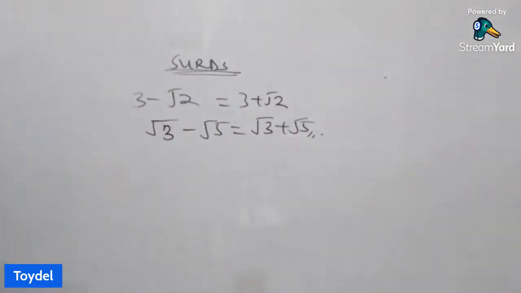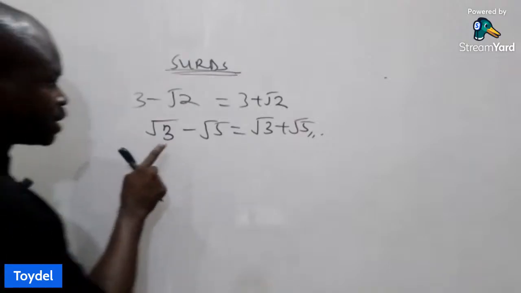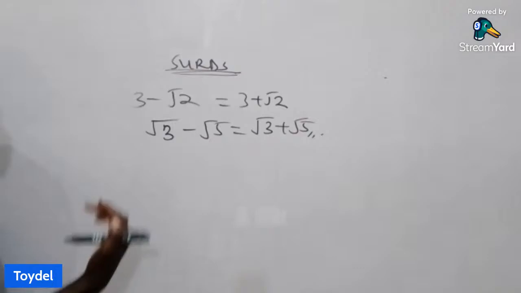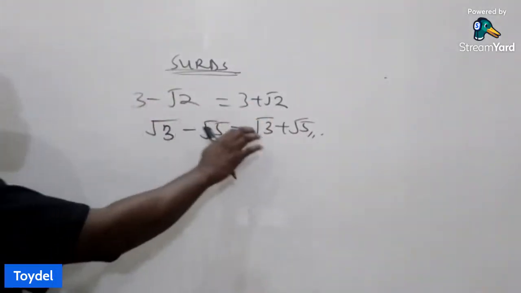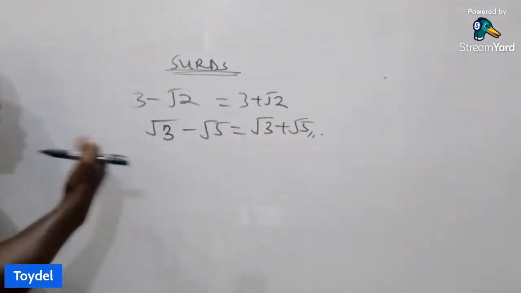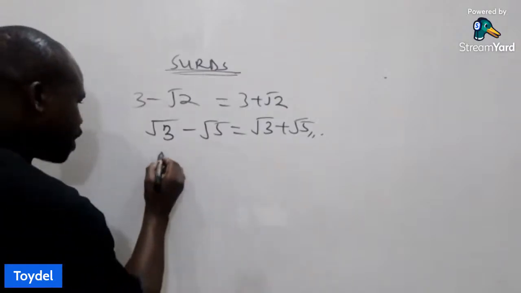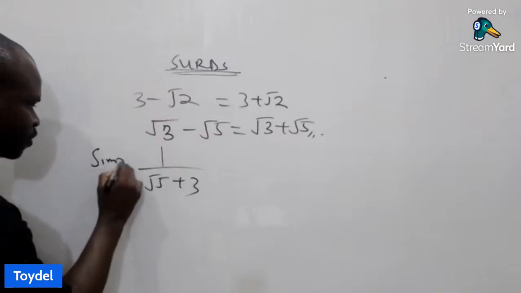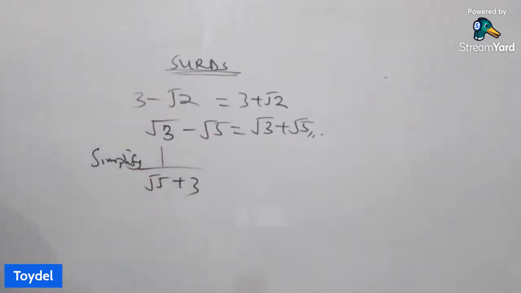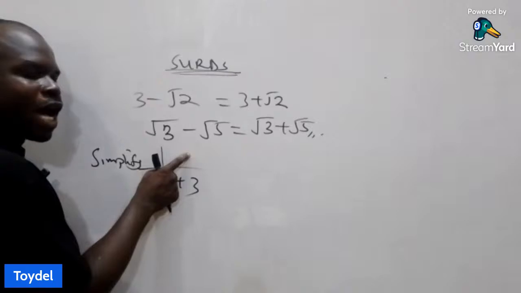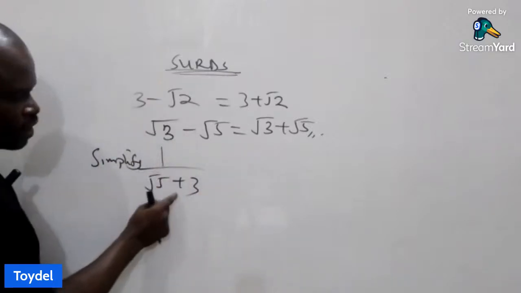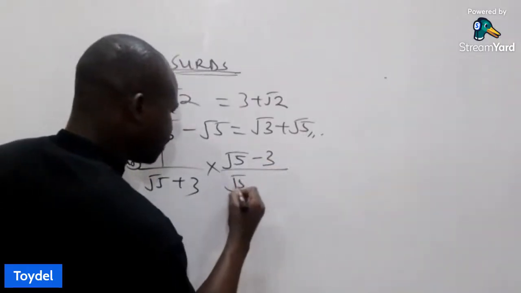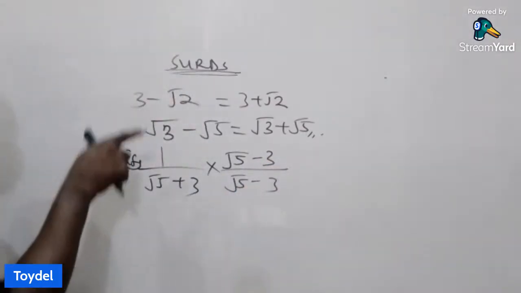So why do we need the knowledge of conjugate? The knowledge of conjugate is actually required when we want to do rationalization. Rationalization simply means that when we have surds that involve fractions, then we use the concept of conjugate to be able to rationalize the surd. For instance, if you have 1 over square root of 5 plus 3, how do you simplify this? We are going to multiply both the numerator and the denominator by the conjugate of this denominator. That is to say, this is the same thing as square root of 5 minus 3 all over square root of 5 minus 3. But without the knowledge of conjugate, you will not know what to do here.